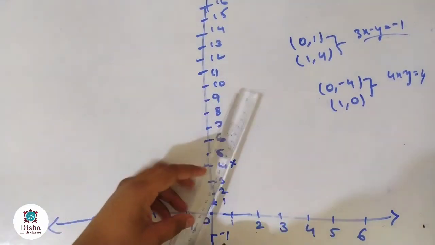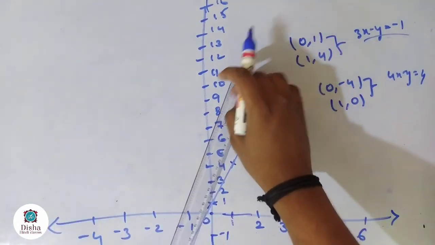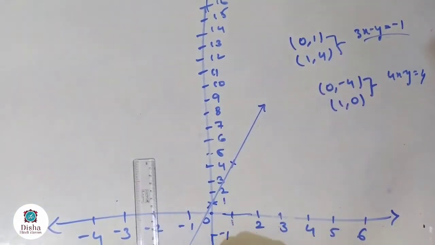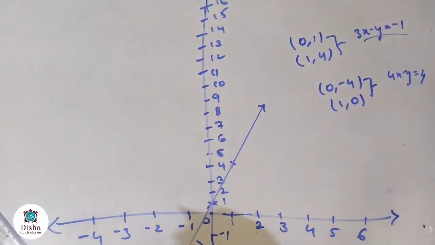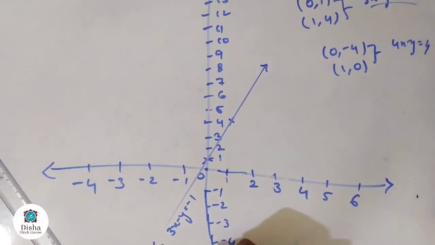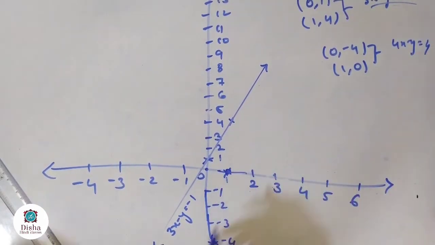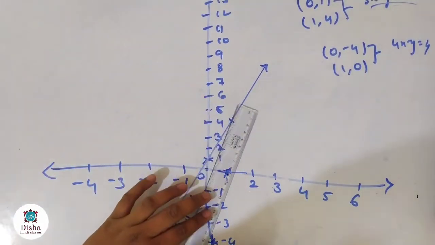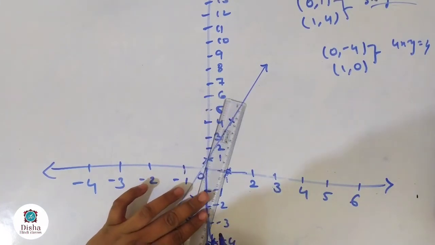Now let us draw a straight line. This is for the equation 3x minus y equals minus 1. Next, 0 comma minus 4. I think it is not visible on the screen, now it is visible. Here it is, 0 comma minus 4, and next we have 1 comma 0. So therefore it is a straight line. This line is also not straight, right? Here it will be here actually.